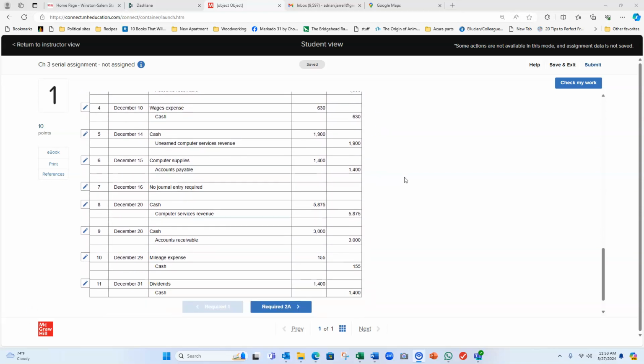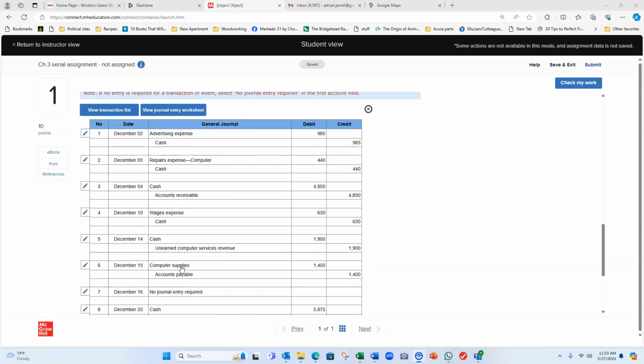So briefly, I've recorded all these general journal entries. Advertising expense paid for with cash, repairs expense paid for with cash, received cash on account, so they owed us money before. We'd already recorded the revenue before. Now we're just moving it from accounts receivable to cash and out of accounts receivable. Wages expense, paid wages for cash.